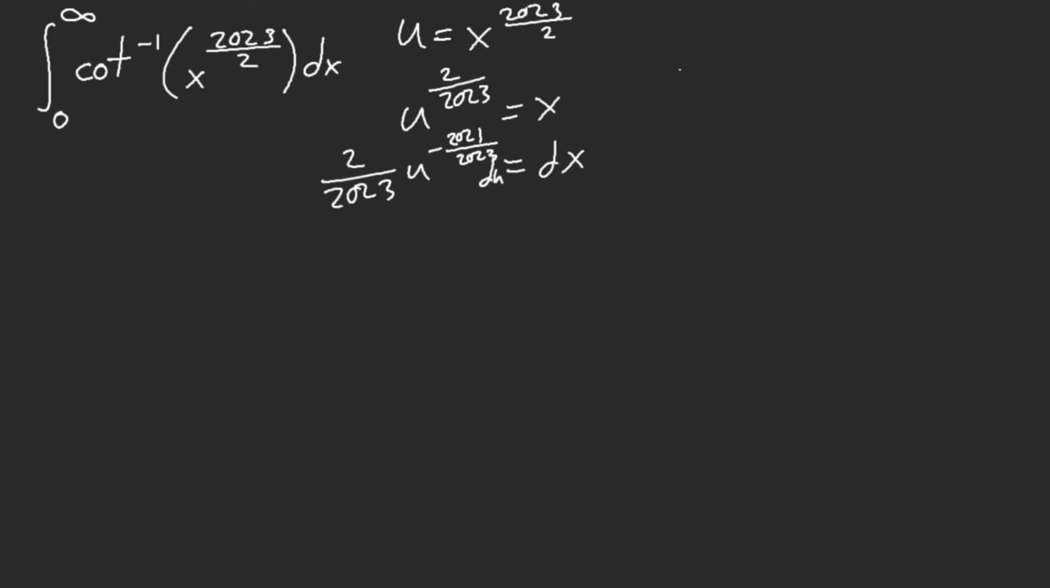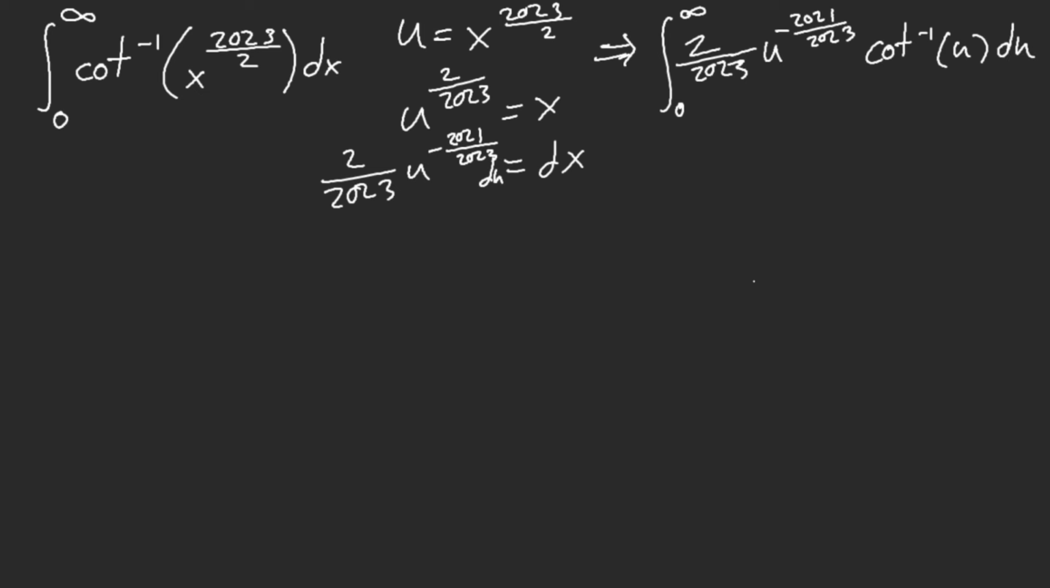Okay, so, from 0 to infinity, we're going to have 2 over 2023, u, or actually let me bring that u down because we have the exponent of negative 2021 over 2023, and we have the inverse cotangent of u du.